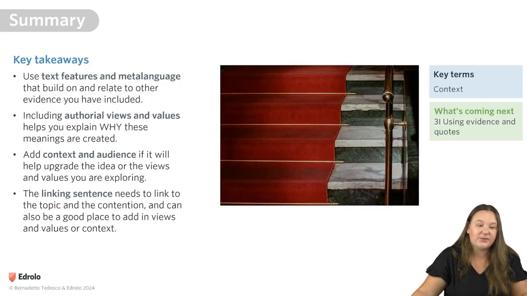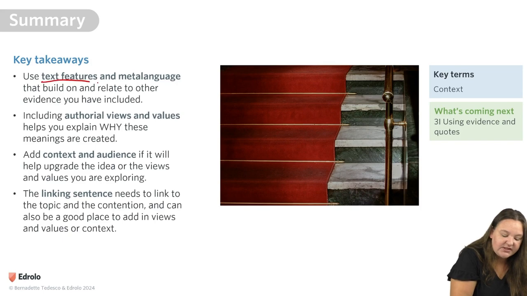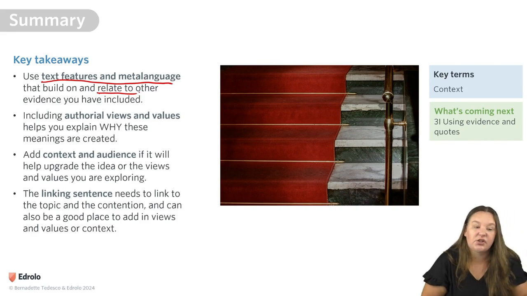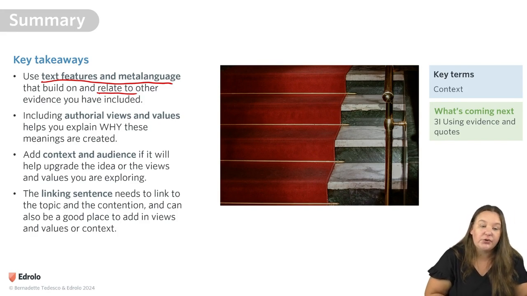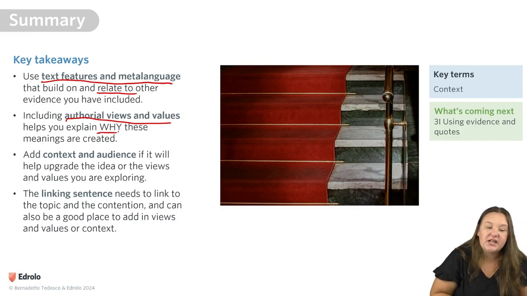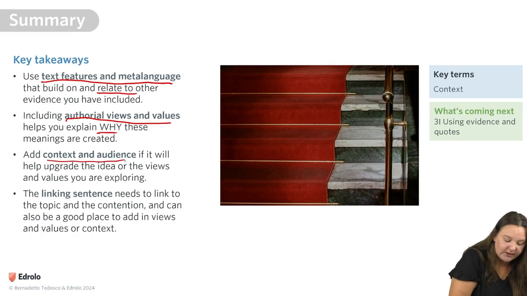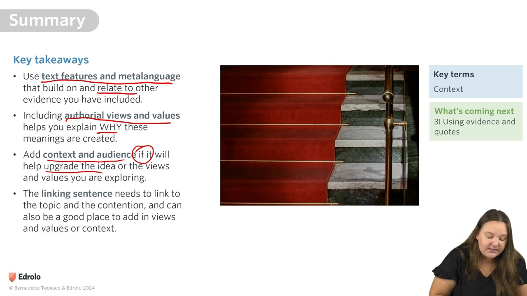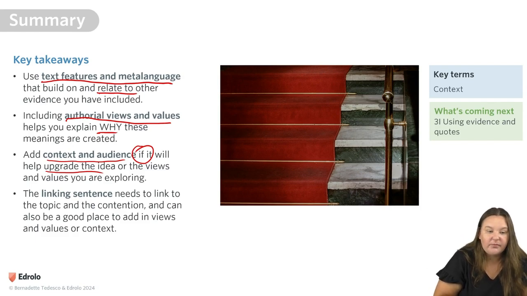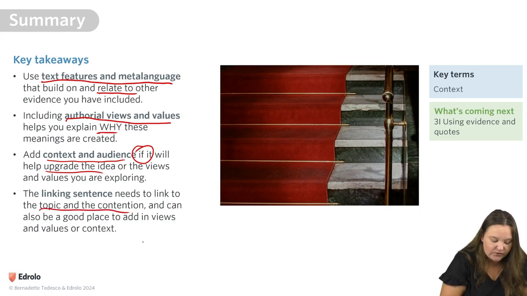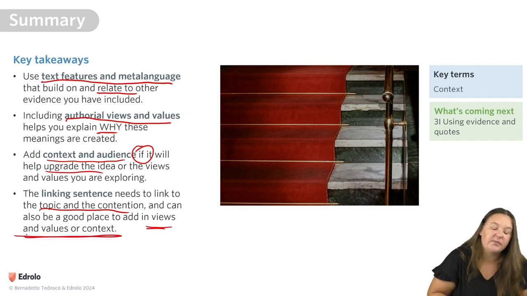So some of the key takeaways from this lesson: use text features and meta language that build on and relate to the evidence that you've included. Try including authorial views and values to help you explain why these meanings are created. Add context and audience if it will upgrade the idea. Okay, so don't force it in, only add it in if it's relevant. And link your sentence to your topic and contention, and it can be a good place to add in those views and values and context statements in that linking sentence.